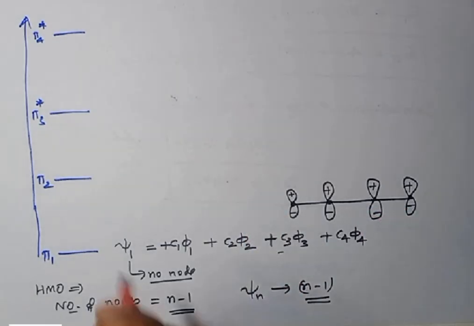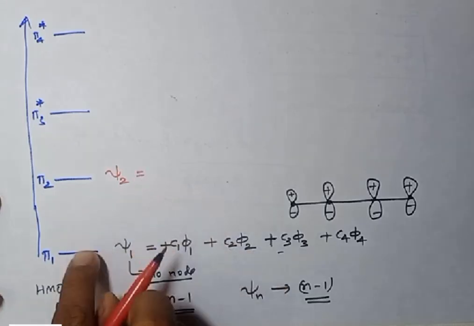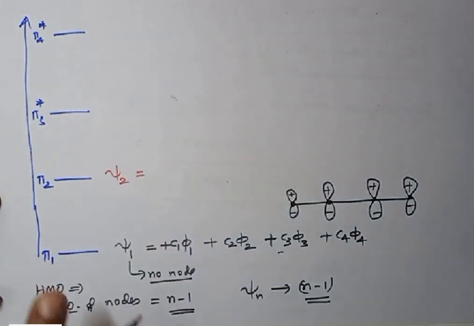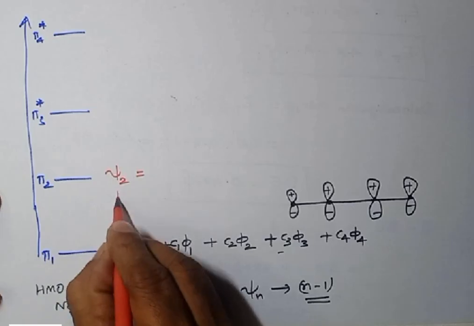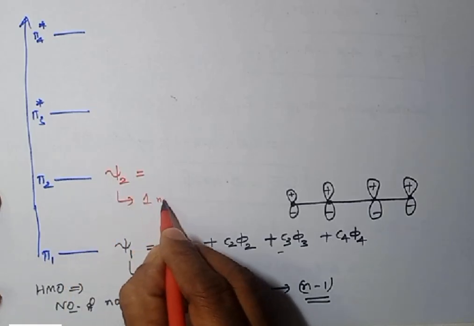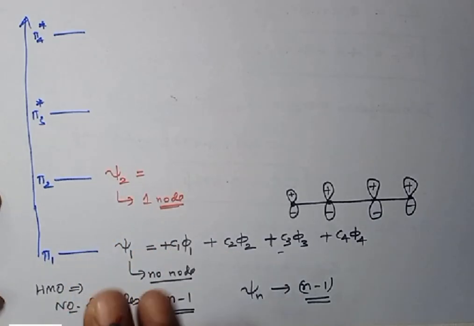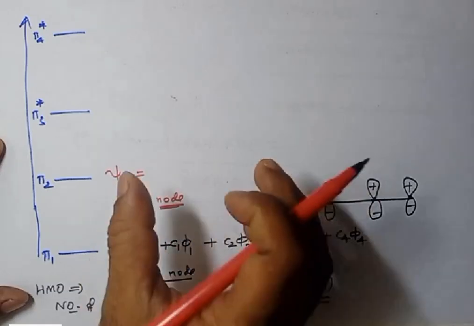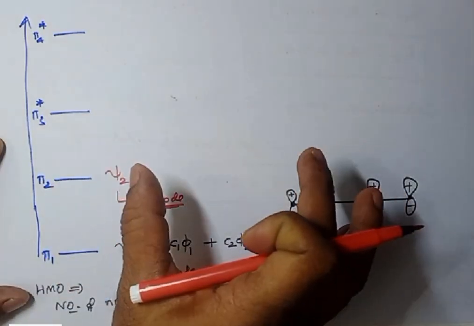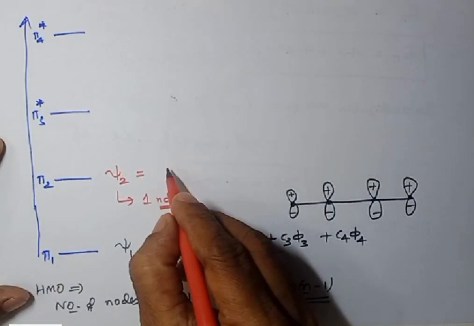Now, we'll write the wave function for the next higher energy molecular orbital, which is psi 2. Psi 2 means there should be only one node. Listen, always we should fix the node in a symmetrical manner. I have 4 carbons, correct? Now I have one node. Where to place the one node? Since psi 2 has one node, you have to place that one node in the center of the molecule.